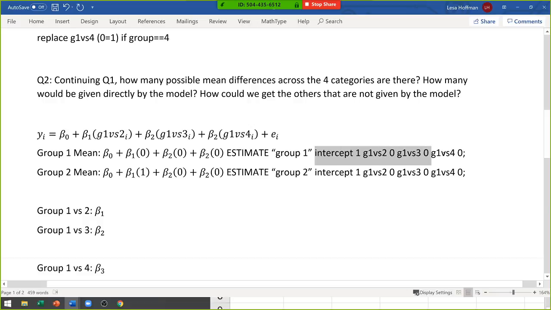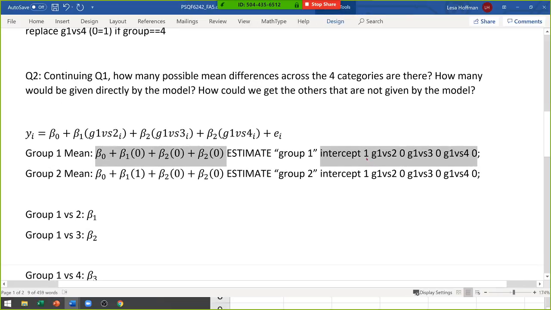The analog, how you would ask for that equation, if we highlight both of these, is right here. So intercept 1 means start off with whatever the intercept estimate is. I need one of those. Anytime you are creating a predicted outcome, the intercept has to be included.